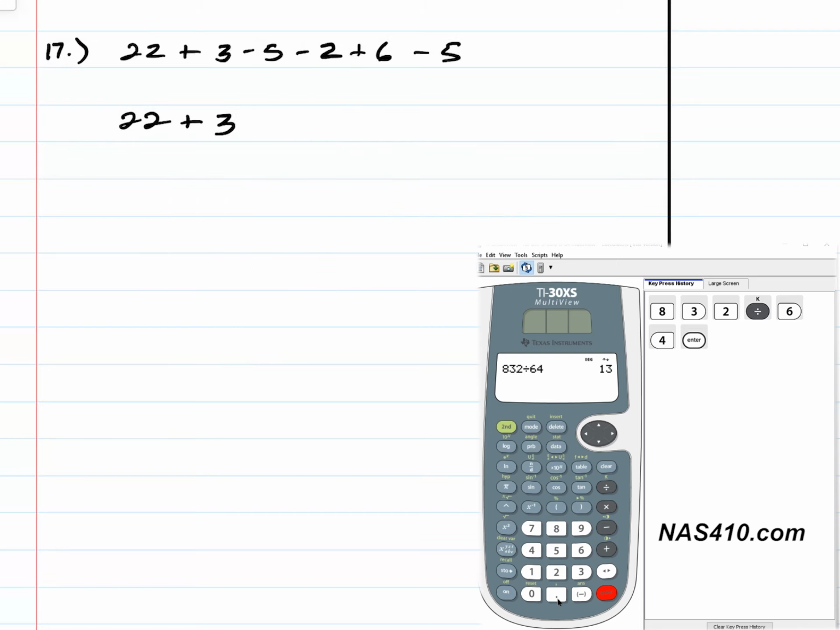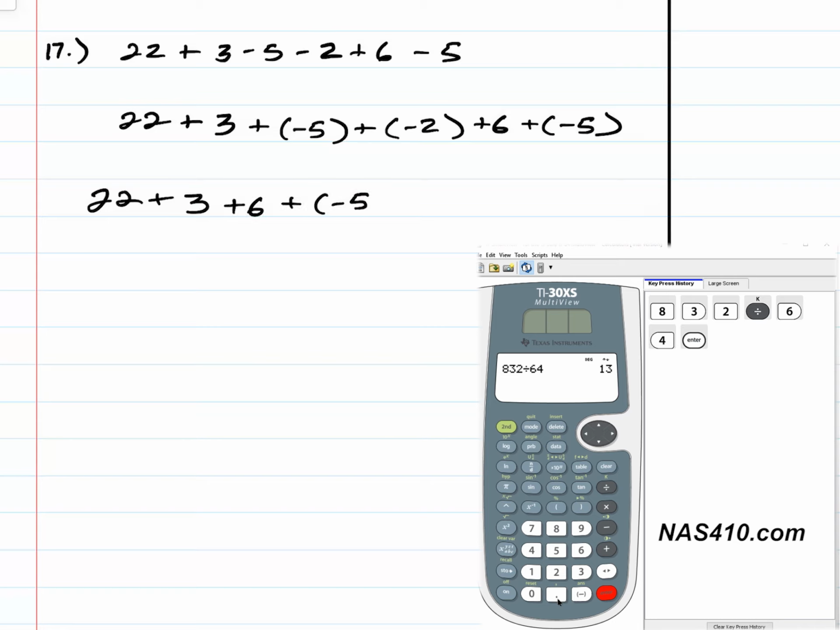Okay, number 17. I'm going to start again by redefining all my subtraction in terms of addition. And so I have 22 plus 3 plus -5 plus -2 plus 6 plus -5. Okay, so what I end up with is 22 plus 3 plus 6 plus -5 plus -2 plus -5.